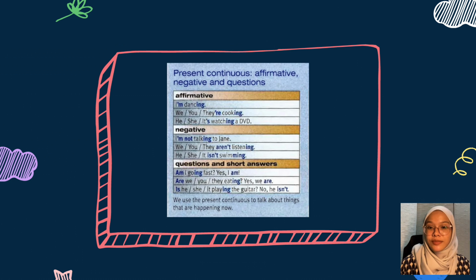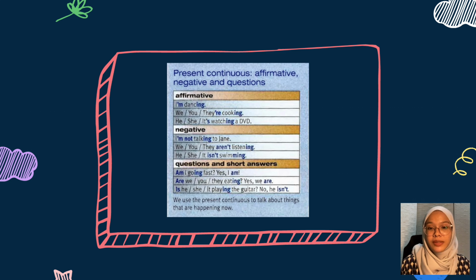Okay, so now let's move on to the present continuous. We use the present continuous to talk about things that are happening right now. We use the verb to be plus the present participle. The present participle is usually formed by adding ing to the verb.